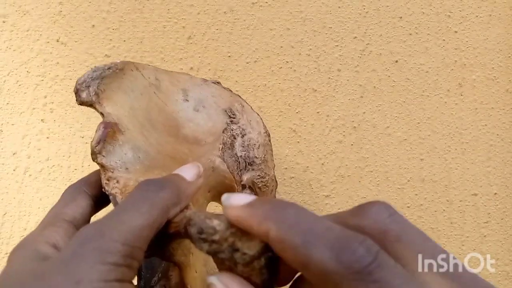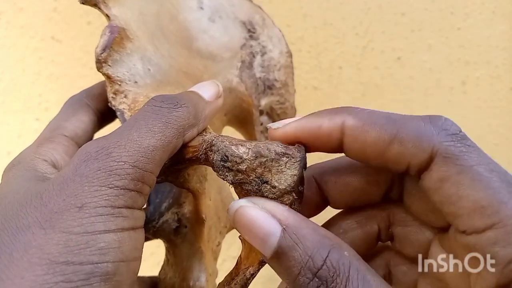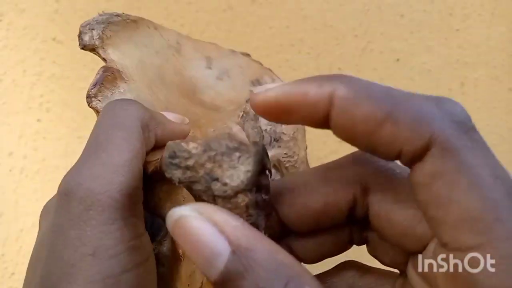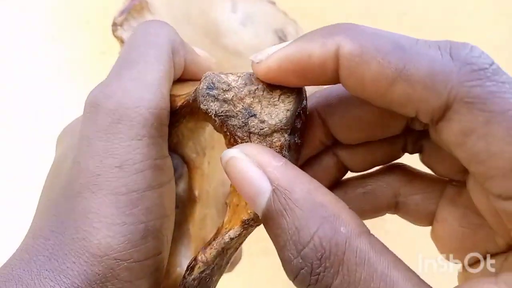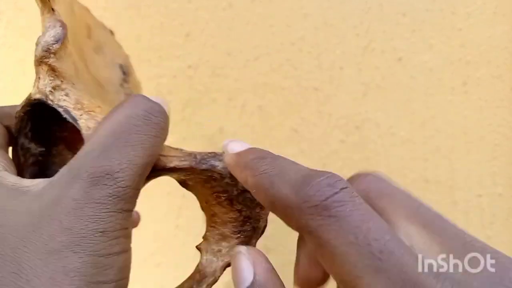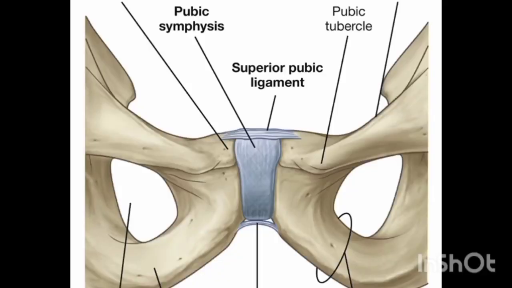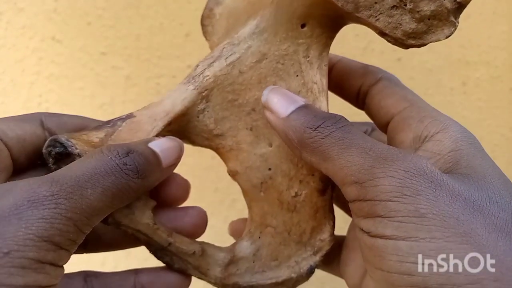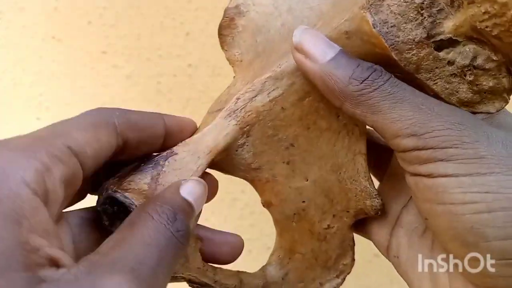This is our pubic crest. The pubic crest is just superior to the pubis. This is our pubic crest, and our pubic tubercle, which is an elevation of the pubic crest. So this is the pubic bone.